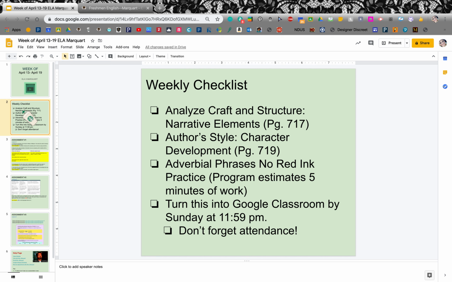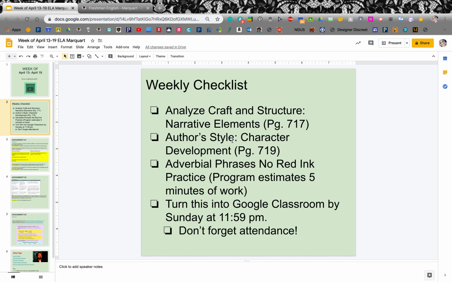Here we are again with the weekly checklist. First things first is to complete the Analyze, Craft, and Structure activity, and that's pulled directly from page 717 of your textbook. That's specifically looking at narrative elements. Remember, the big PBA in this unit is going to be to write a narrative. So that's what we're going to be looking at with that one.